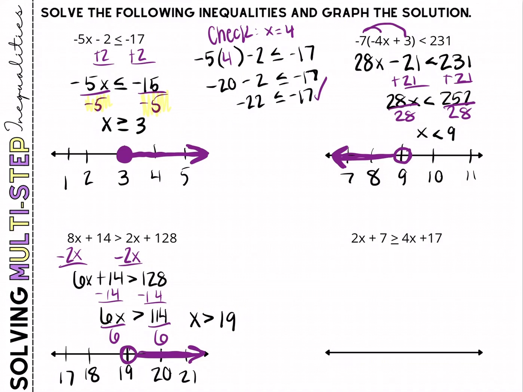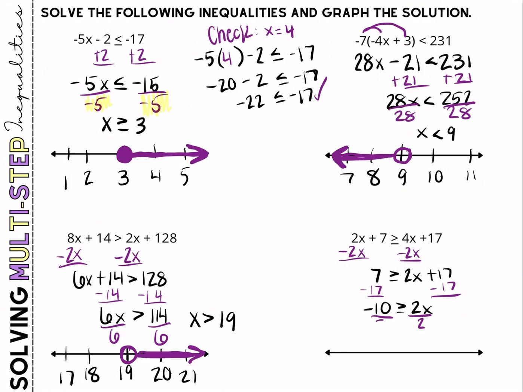So I have 2x plus 7 is greater than or equal to 4x plus 17. So you can decide how you want to solve this. So I'm going to subtract 2x on both sides. So then I have 7 is greater than or equal to 2x plus 17. Then I'm subtracting 17. So then I have -10 is greater than or equal to 2x. And then I'm going to divide by 2.